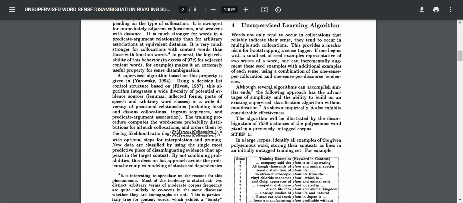So basically, what they're saying is if you have just some seed data which establishes these are the different senses and these are the different occurrences, then as you identify more words and disambiguate their senses, those new sentences can also act as examples. Although several algorithms can accomplish similar ends, the following approach has the advantage of simplicity and the ability to build on an existing supervised classification algorithm without modification. As shown empirically, it also exhibits considerable effectiveness.